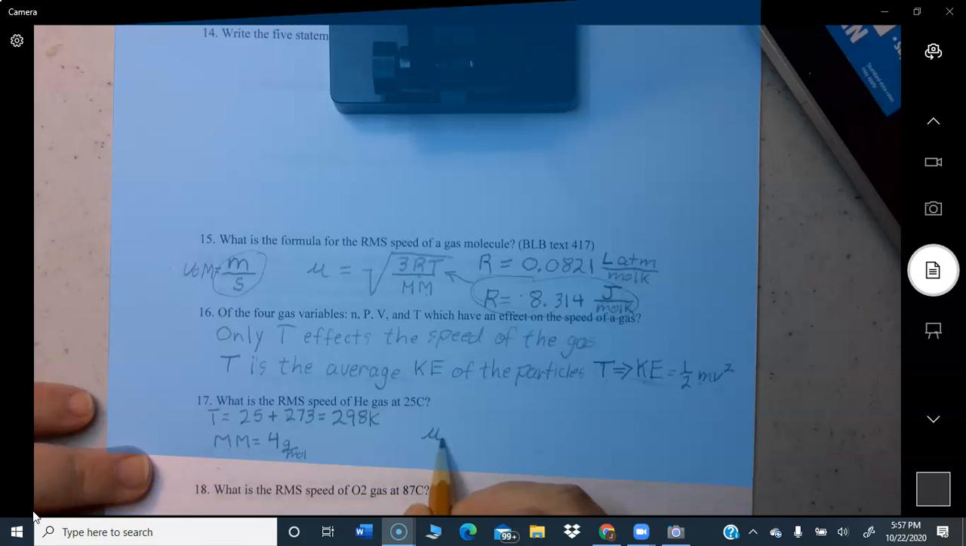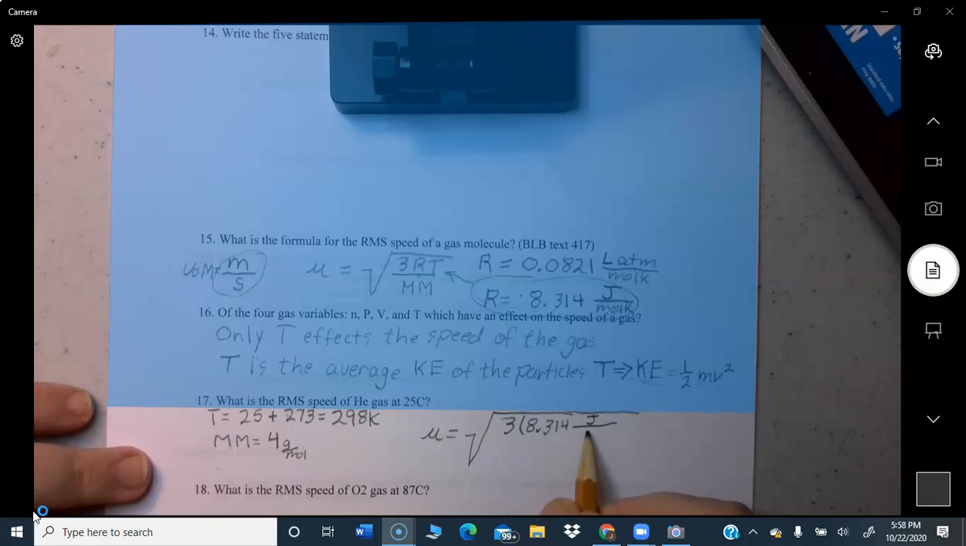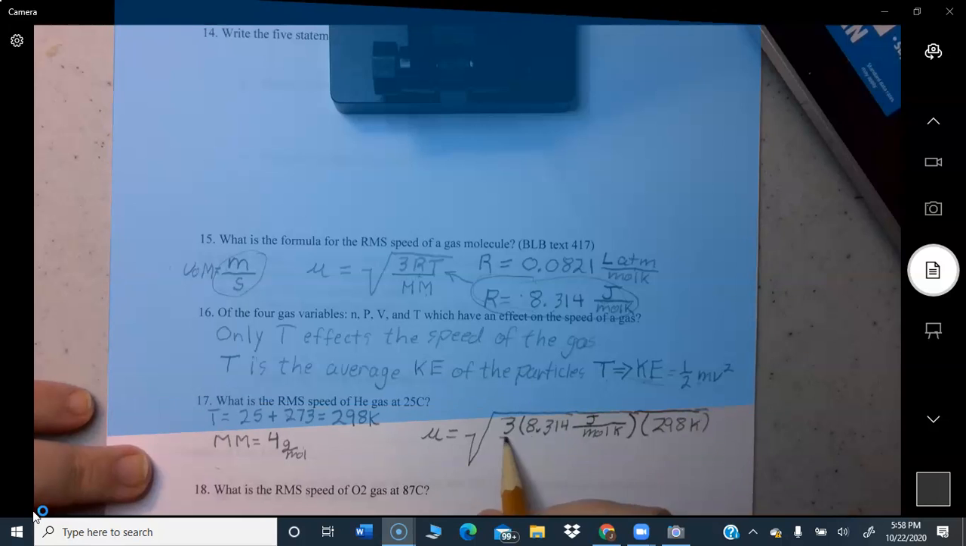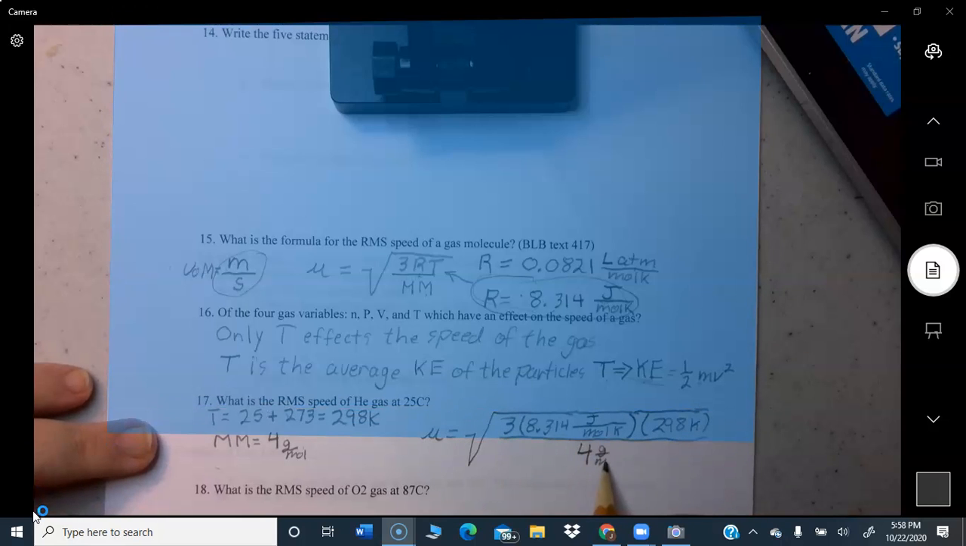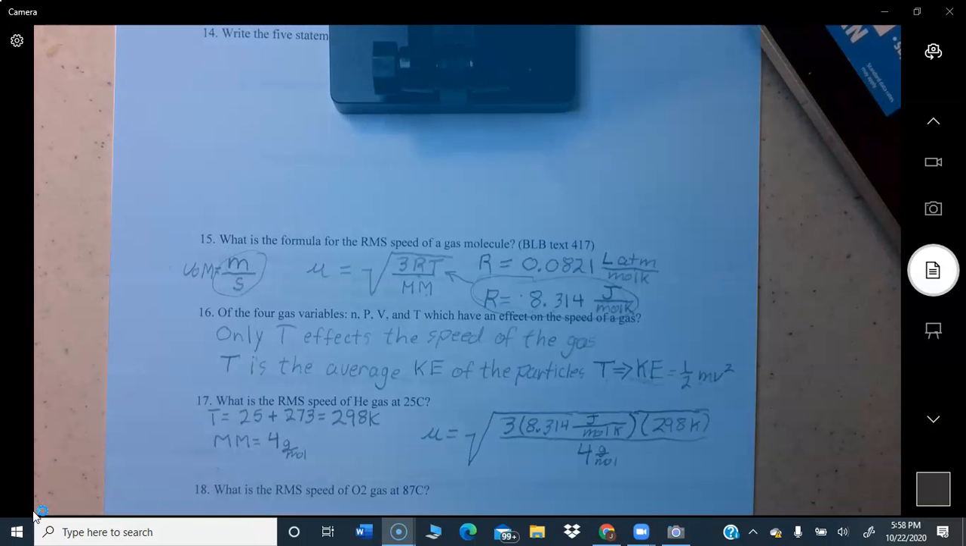So U, in this case, is going to equal, okay, we are going to crunch the numbers here. So I'm going to take the square root of 3 times 8.314 times 298 and divide that by 4.